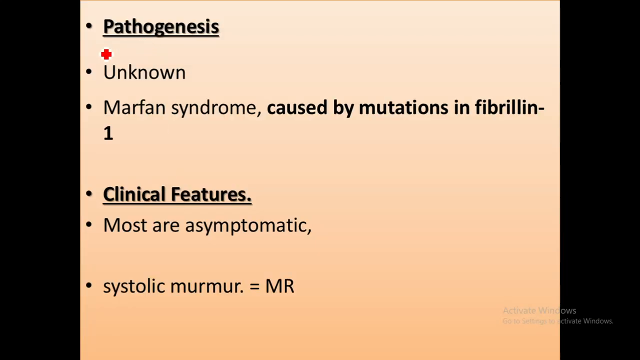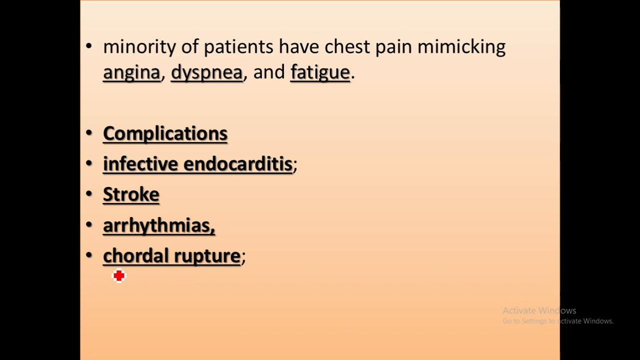The pathogenesis is unknown. Sometimes it is associated with Marfan syndrome, which is caused by mutation in the fibrillin 1 gene. Clinically, most cases are asymptomatic, but if there is mitral regurgitation, it may present with pansystolic murmur. A minority of patients have chest pain mimicking angina, dyspnea and fatigue. Complications include infective endocarditis, stroke, arrhythmias and chordal rupture.